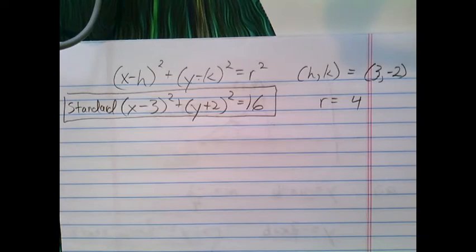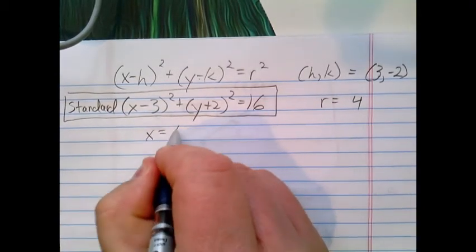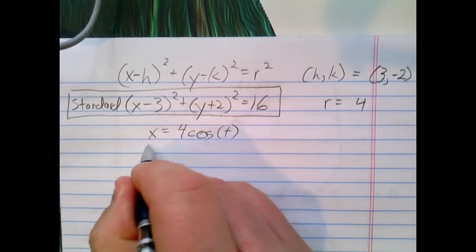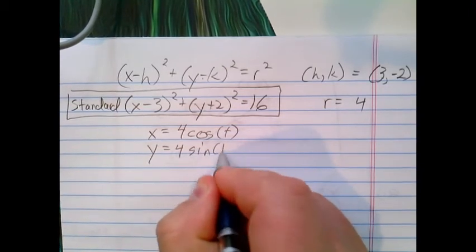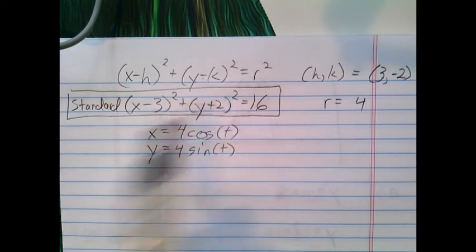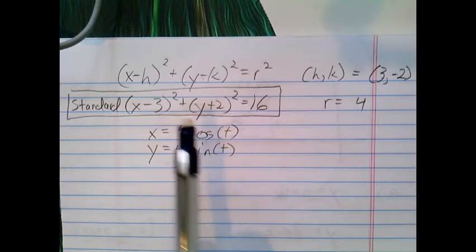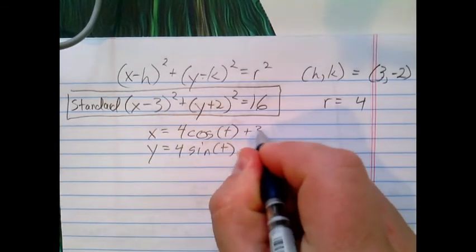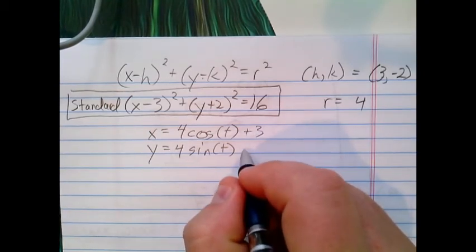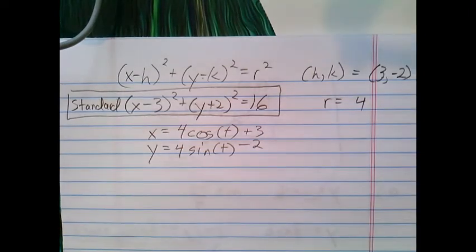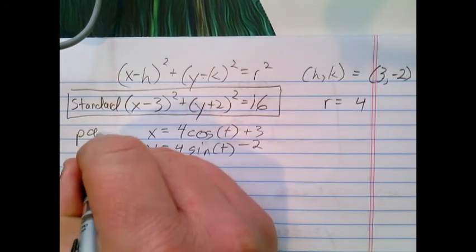But now I need parametric equations. Okay, so I'm going to start with what I had before. I know that to get my radius out to 4, I needed to put 4's in front of the cosine and sine. But how do I adjust for this 3 and this 2? Well, basically I want the 3 and the 2 to cancel out when I plug in the parametric equations, because I want to get back to a sine squared plus a cosine squared. So here's the adjustment that I'm going to make so that these parametric equations will satisfy this standard equation. I'm going to tack a plus 3 onto the end of my x equation, and a minus 2 onto the end of my y equation. This should give me my parametric form.